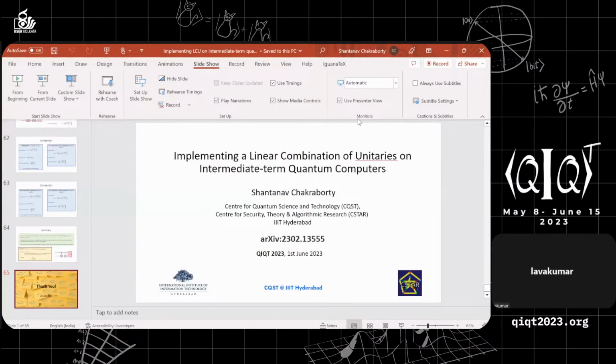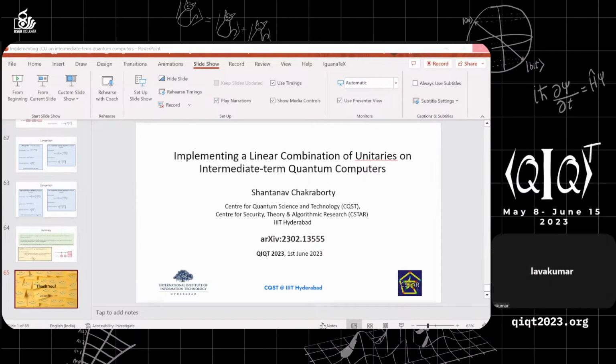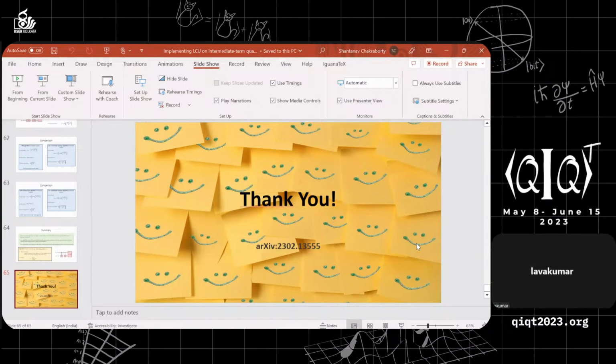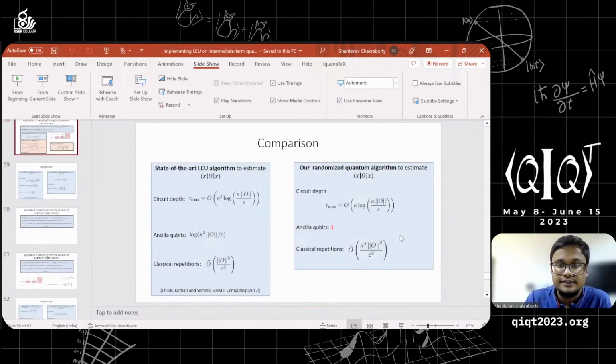I have a question. In selecting V1, V2 from that distribution D, are you selecting them randomly? Yeah. Let me share the screen again. Can you see my screen? Okay, it is shared. Let me just go to the correct slide.